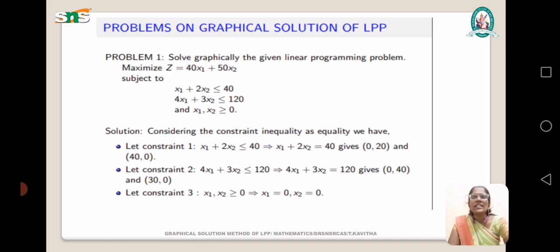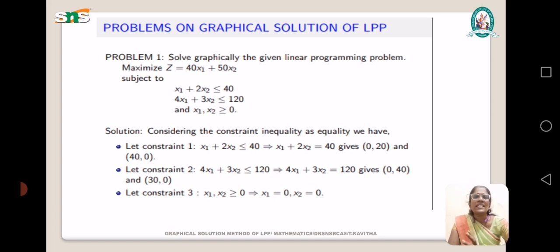Solution. Considering the first step, considering the constraint inequality as equality. So we take the inequality constraint x1 plus 2x2 less than or equal to 40. Let us take x1 plus 2x2 is equal to 40. Then the second constraint is 4x1 plus 3x2 less than or equal to 120. We take it as 4x1 plus 3x2 is equal to 120. Now we have to find the points of the lines.